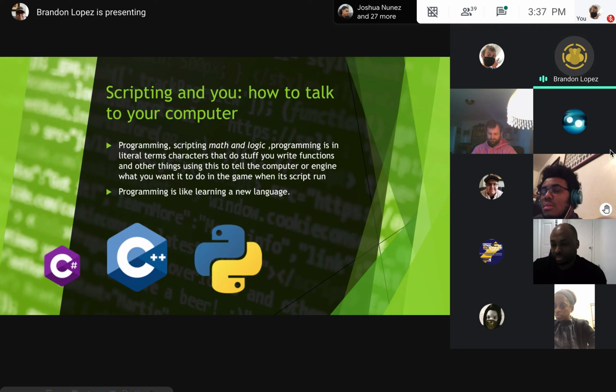Programming is, in literal terms, characters that do stuff. You write functions and other things. You use this to tell the computer or engine that you're working with what you want it to do, and when a script is run. And mostly in the most general sense, programming is like learning a new language.